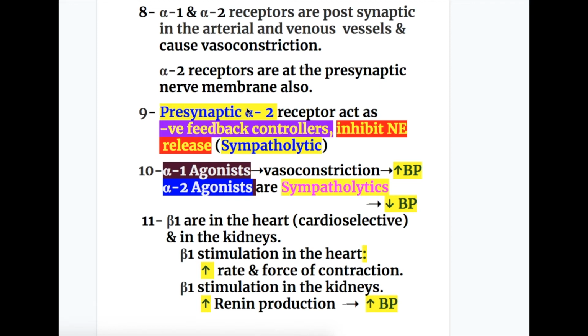Number 10, alpha-1 agonists lead to vasoconstriction and increased blood pressure, whereas alpha-2 agonists are sympatholytics and decrease blood pressure. Alpha-1 stimulation increases blood pressure, and alpha-2 stimulation decreases blood pressure. Number 11, beta-1 receptors are in the heart. They're cardioselective and also in the kidneys. Beta-1 stimulation in the heart increases the rate and force of contraction. Meanwhile, beta-1 stimulation in the kidneys increases renin production and leads to increased blood pressure.